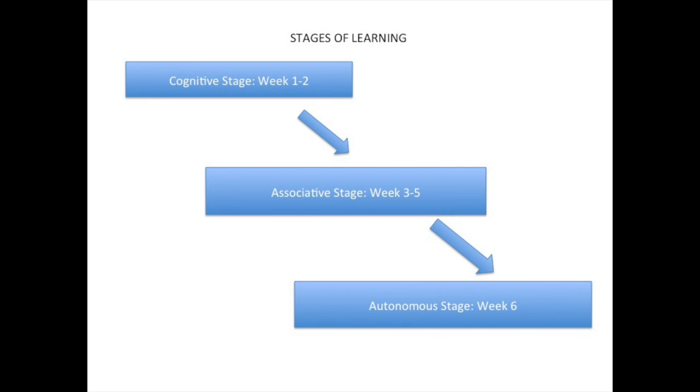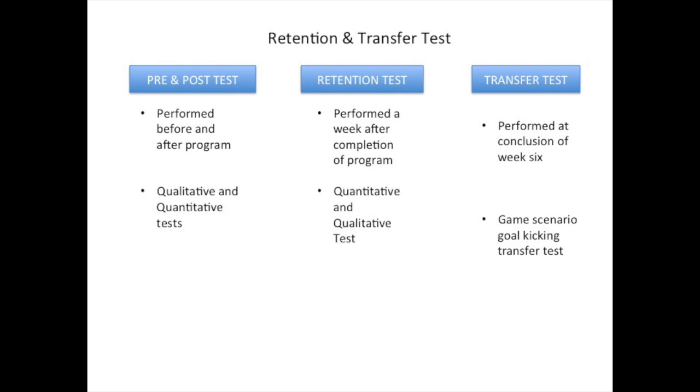This is where the skill is becoming automatic and the participant doesn't have to think about each aspect of the skill. A pre-test will be performed at the start of the program and a post-test at the end of the final session to assess how well the participant has progressed through the training program itself. A retention test will be performed after a period of 1 week without organised training to test how well they've retained the information learned during the program. A transfer test will be performed to see how well the skills they've learned in training can be implemented in a game scenario. Verbal cues and feedback are an important part of learning for the performer.